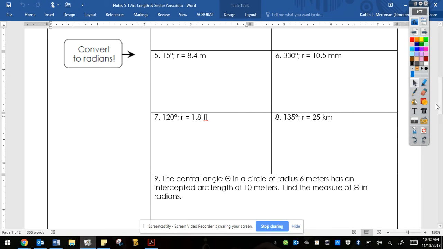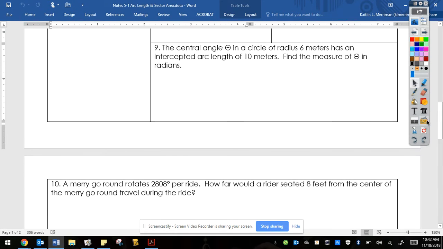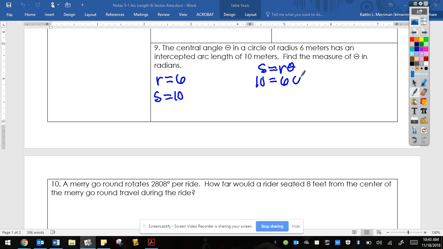Let's try a word problem now. Let's say you have a central angle in a circle, and the radius is 6. Then you have an intercepted arc length of 10. So the arc length is actually 10, so that means that S is 10. In this formula, S equals R theta, we have S, and we have R, but we have no idea what theta is, so we need to find it.